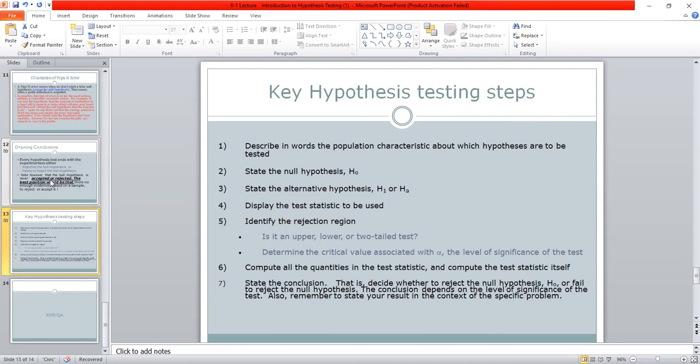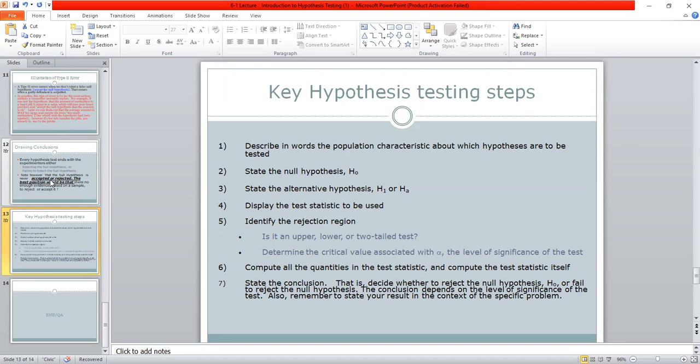when you want to test a hypothesis is to describe in words the population characteristics about which hypotheses are to be tested. In research, this is what is called the statement of the problem. You state the problem, like I stated the problem that the users who consume the pill are complaining that they sleep for less than. I'm describing it in words.